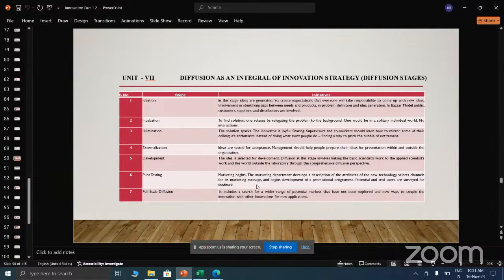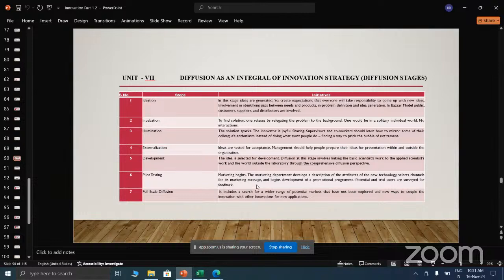Illumination includes sparks. The innovator is joyful, and by sharing along with supervisors and co-workers should learn how to mirror a few of their colleagues' enthusiasm instead of doing what most people do. This is illumination. Externalization is a stage where it is tested for acceptance. So here, management should help people prepare their ideas for presentation within and outside the organization, that is internally and externally.